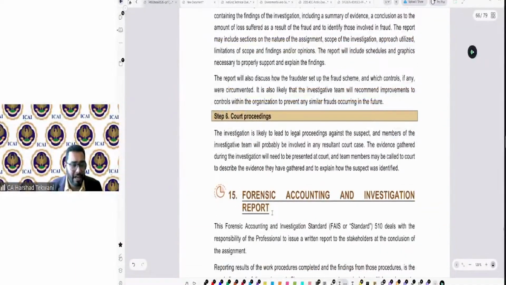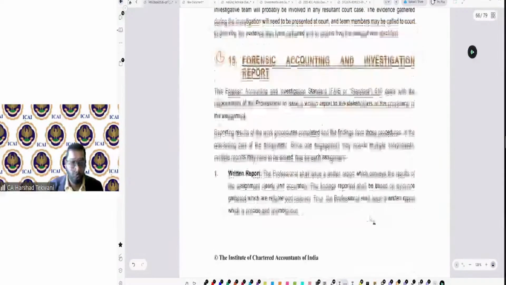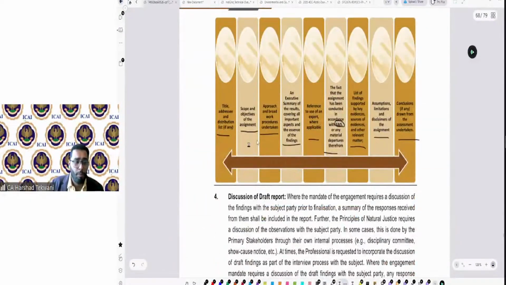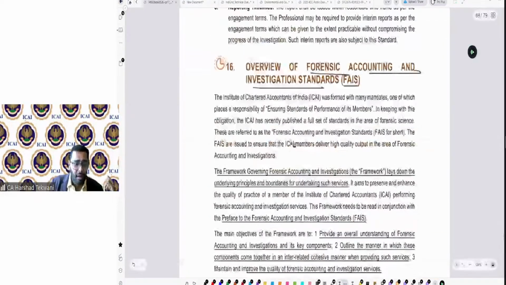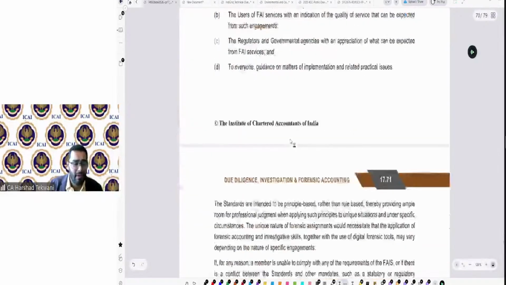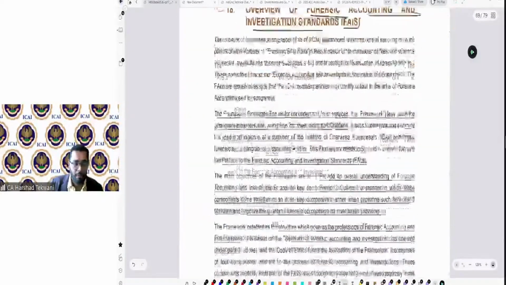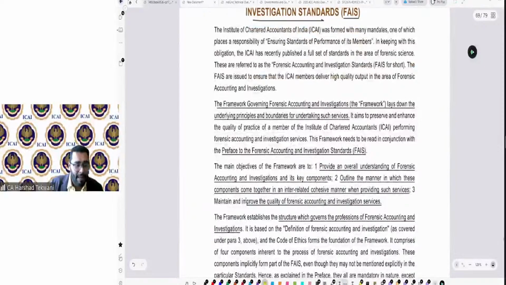Forensic accounting and investigation report, 510. So the 510 is covered. That is, you are supposed to go through the report that I just now discussed. Title, address, scope, approach, executive summary. That is there. Other than that, only the list is there in your scope and the detail about the framework. That's it. The detail about the framework and the list.